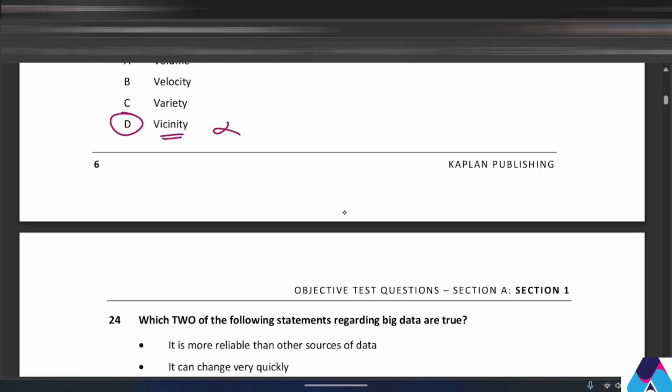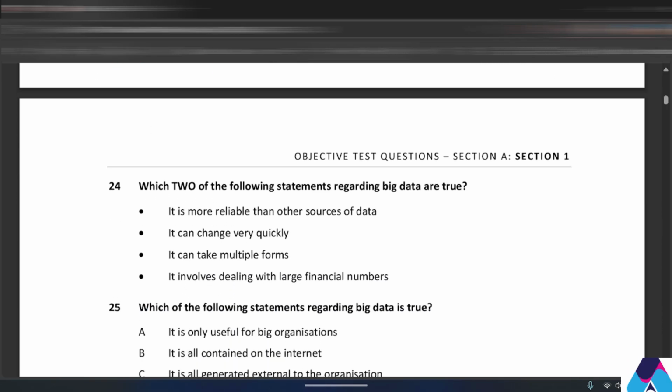Now let's move on to question number 24. It says, which two of the following statements regarding big data are true? It is more reliable than other sources of data. It is more reliable? No. Do you remember the 5 V's? Out of those 5 V's, there was something called veracity, right? And what is veracity? Veracity is basically the accuracy of data.